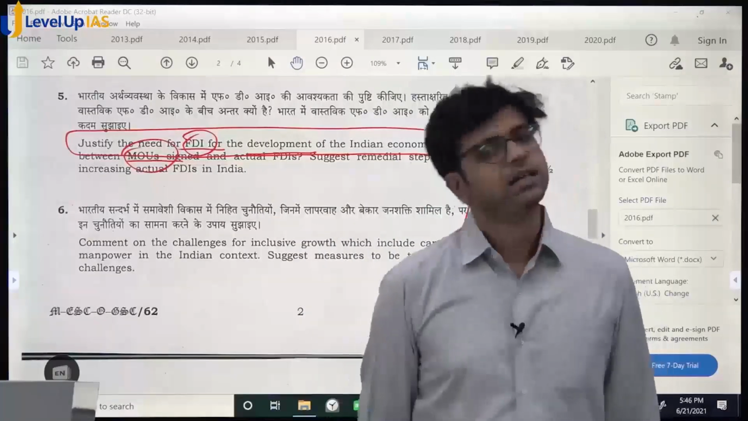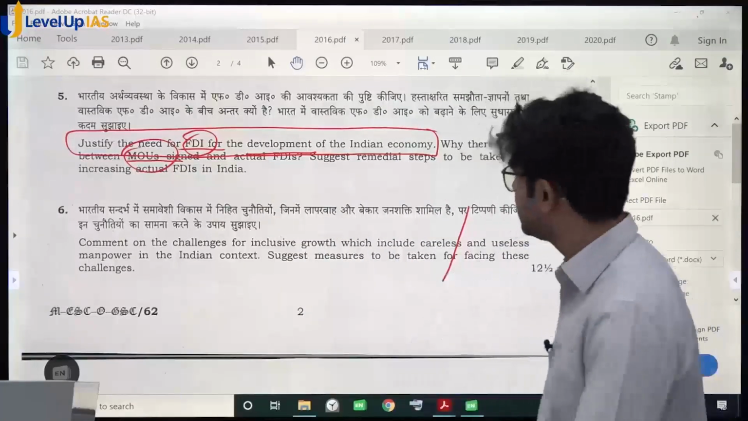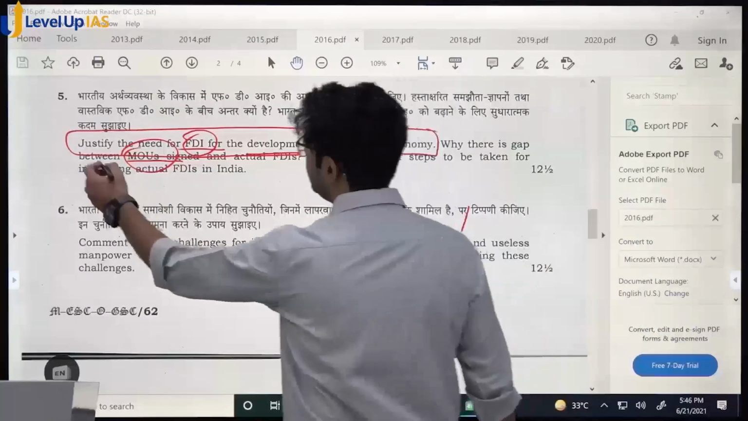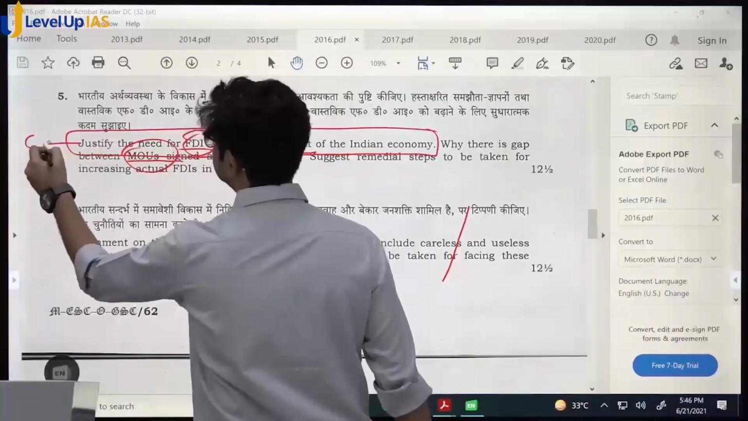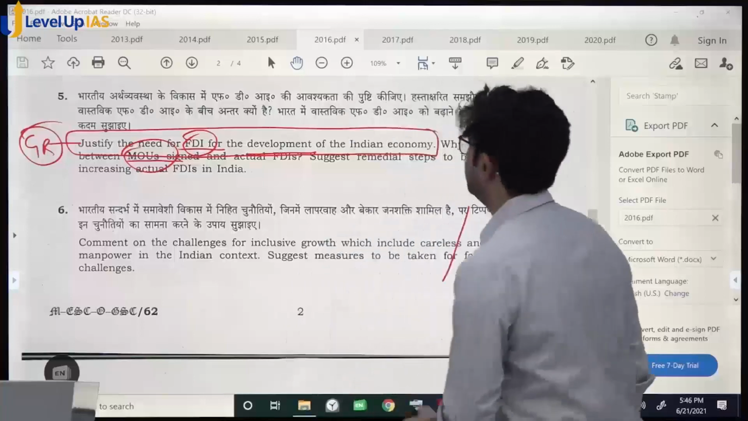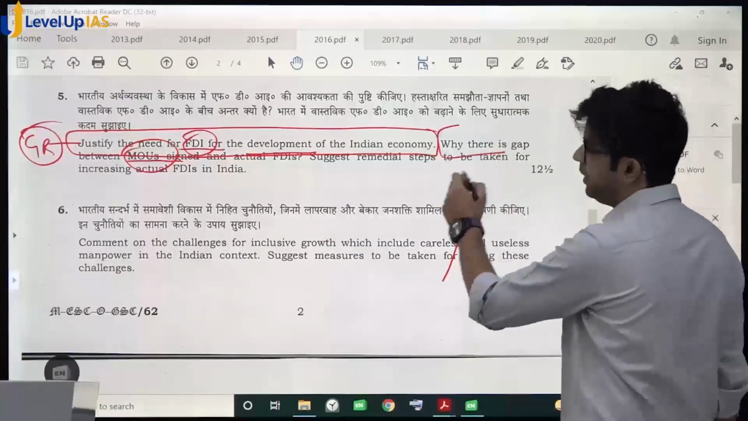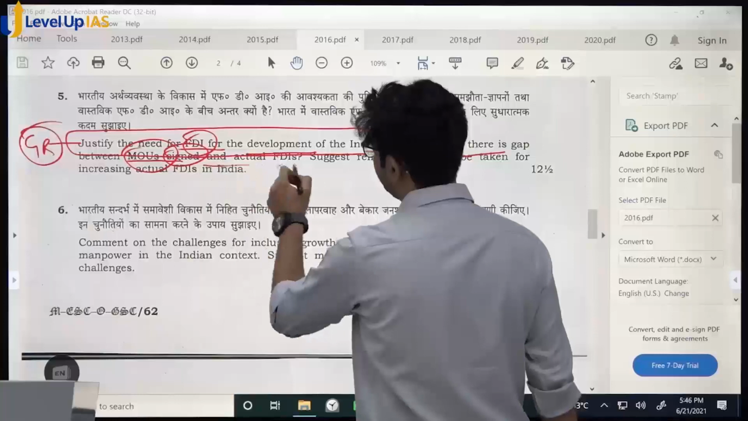Next step they are asking. It is important, no doubt. Now justify. So give reasons, basically justify the need, give reasons why FDI is needed. Very good. Second part, why there is a gap between MOUs signed and actual FDIs.